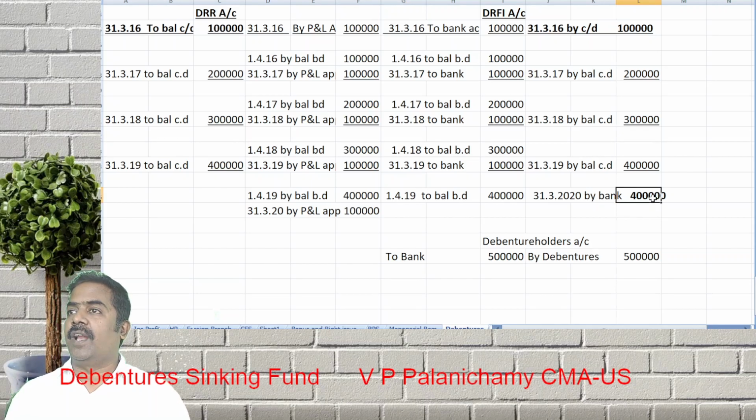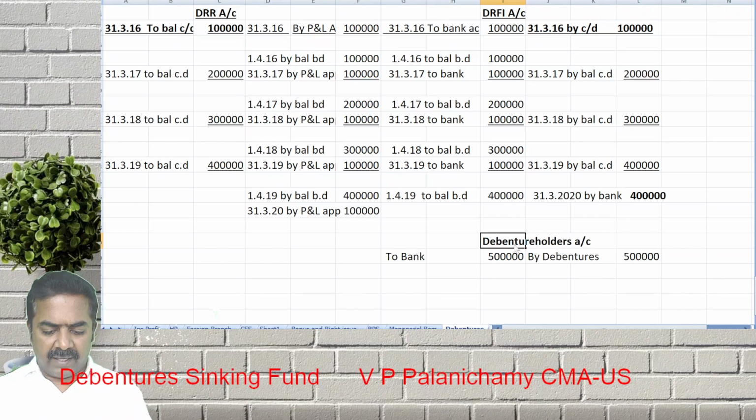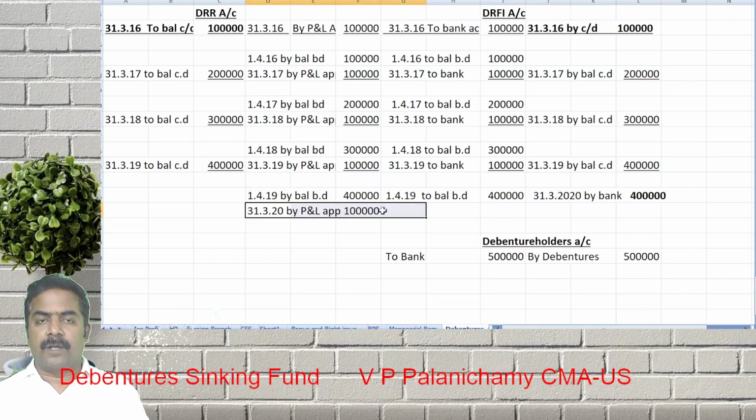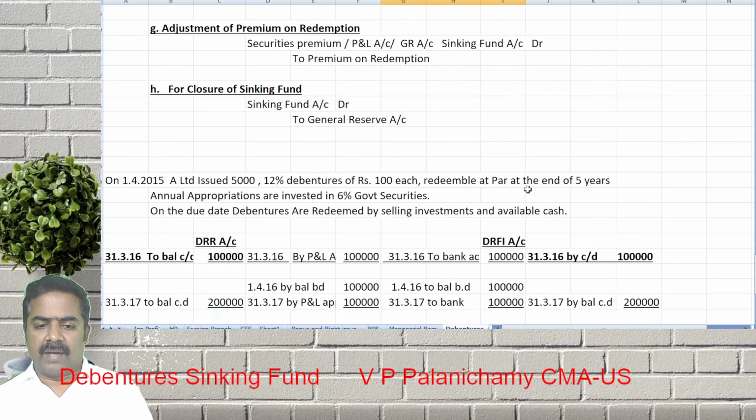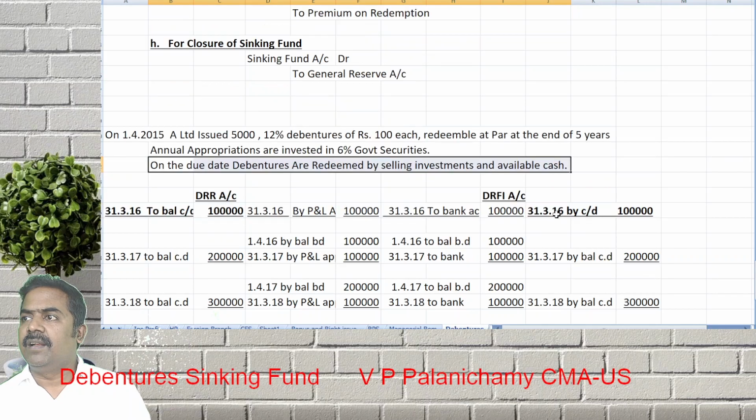Sir, investment 4 lakhs ஆன சேல் பண்றோம், but எவ்வளவு pay பண்றோம்? 5 lakhs pay பண்றோம். How do you pay 5 lakhs? Simple. Current year P&L appropriation இருக்கு இல்லையா? Do we invest? இந்த 1 lakh invest பண்ணிருக்கீங்களா? Invest பண்ணல, அதை யூஸ் பண்ணி pay பண்ணிருப்பாங்க. Or that money will be available in the bank. கொடுத்துருப்போம் பாருங்க. On the due date, debentures are redeemed by selling investment and available cash.